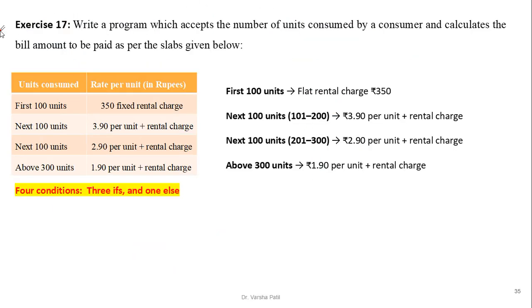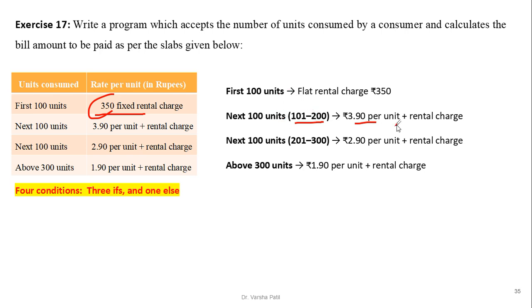Now this is important to understand. Write a program which accepts the number of units consumed by a consumer and calculates the bill amount to be paid as per the slabs given below. Now here for the first 100 units, the amount is 350 fixed rental charge. So for example, if the number of units is less than or equal to 100, the charge is by default 350. For the next 100 units, that is from 101 to 200, 3.9 per unit. Per unit means for units exceeding the 100 units, that is nothing but 3.9.